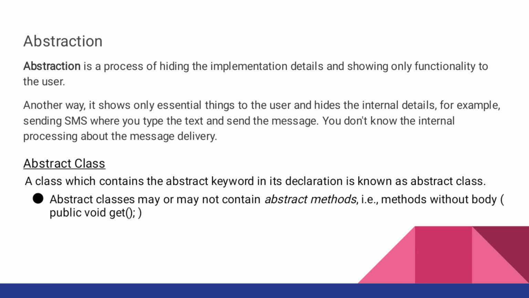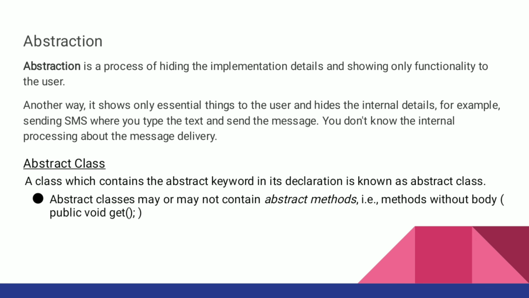Next is abstraction. Abstraction is a process of hiding the implementation details and showing only functionality to the users. In another way, it shows only essential things to your users and hides the internal details. For example, sending an SMS, where you type the text and send the message. You don't know the internal processing of the message delivery. This is the concept of abstraction. Hiding internal details and showing the functionality is known as abstraction.